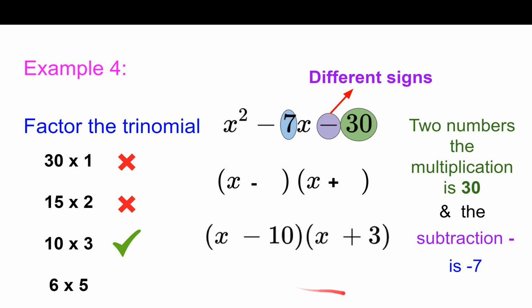So factoring a trinomial is pretty simple. The last number represents the multiplication, and the one in the middle represents the addition or subtraction, depending on the second sign.